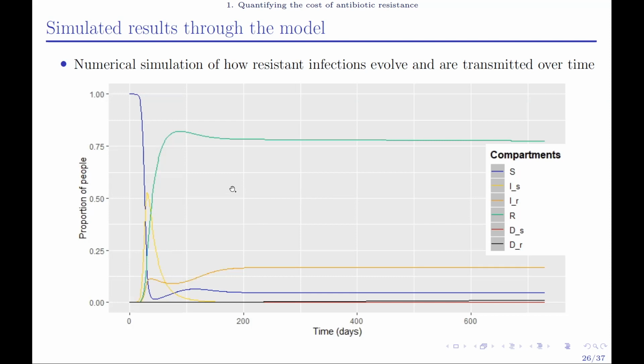recovered. So once we have all the calibration with all the right parameters, we can have a precise estimation over time of the spread of the resistance. We can compare the infected with the susceptible bacteria, that is IS, the yellow one, with the infected with the resistant bacteria, that is IR, the orange curve. Yeah, and that's how the model works. This is the idea.